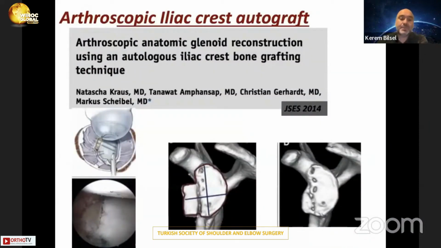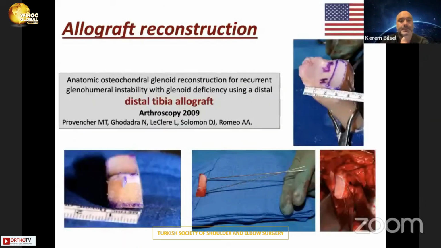And Markus Scheibel from Germany also described the iliac crest bone transfer arthroscopically for primary cases, and he also showed good radiologic and functional results in his study.